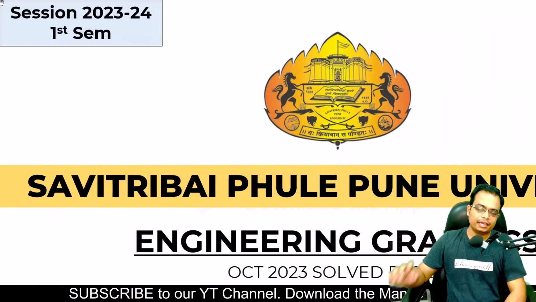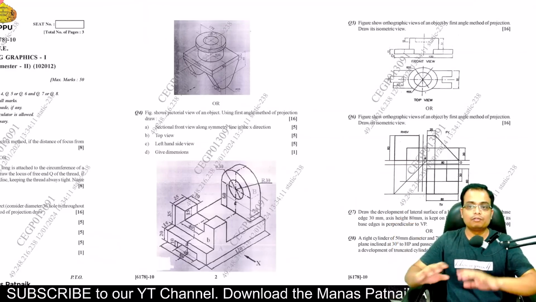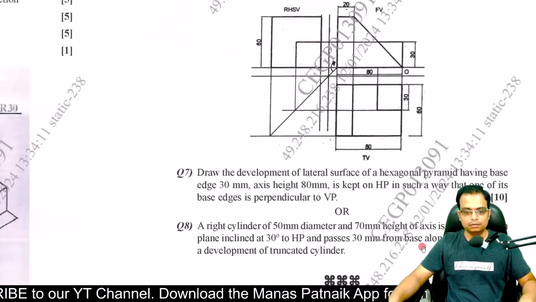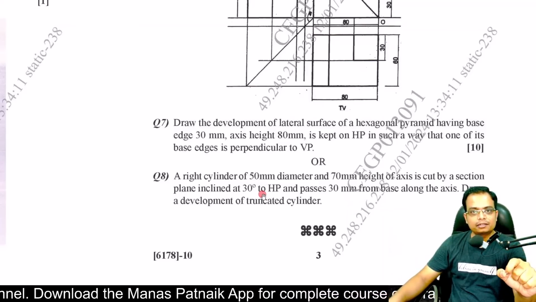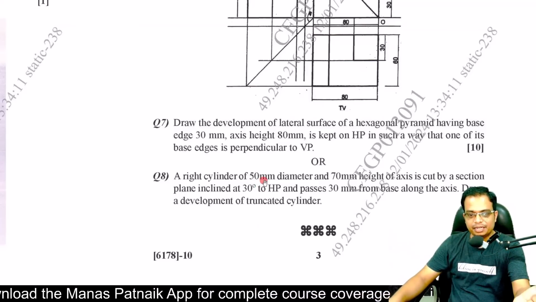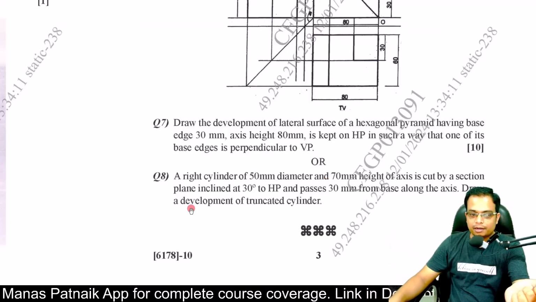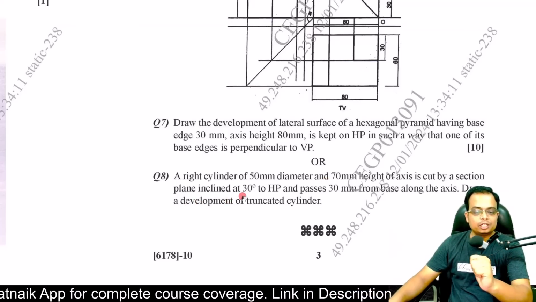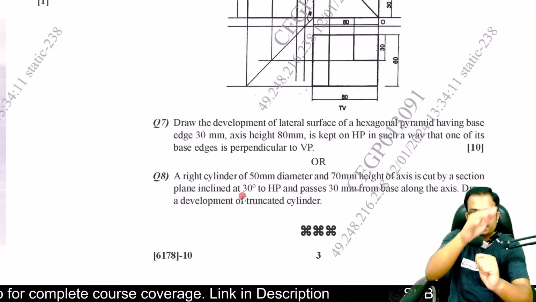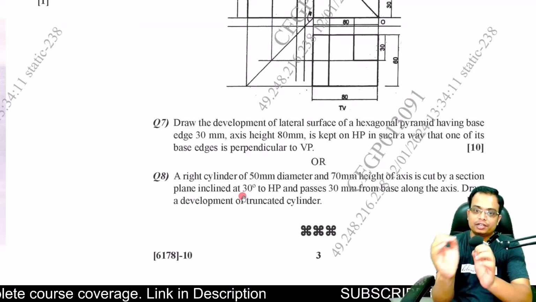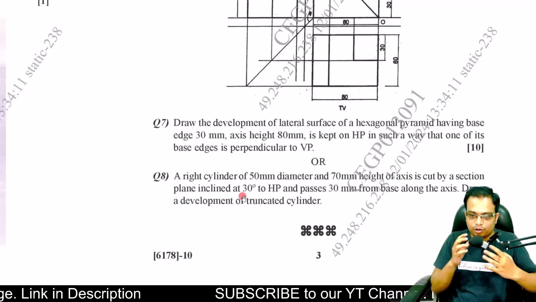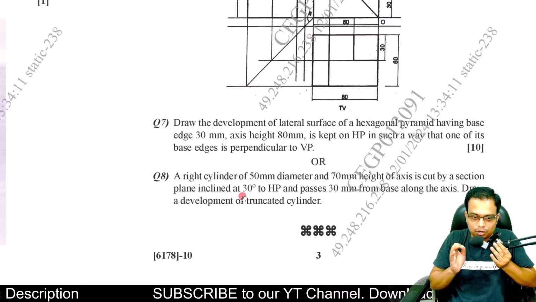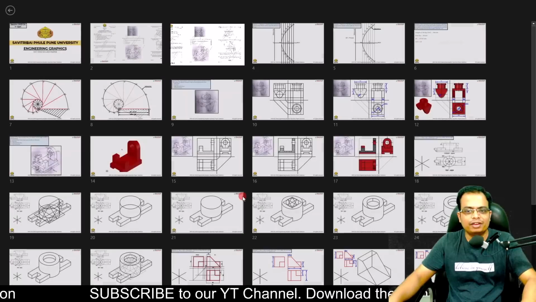Anyways, no lecturing. Now over to the last question. Again, this is a problem based on development of surface of hollow solids. Take a look. This is based on a cylinder and it's for 10 marks. There is a cylinder, base is circular, 50 mm diameter, height is 70, cut by a section plane inclined at 30 degree to the HP. Cutting plane or the section plane is at an angle of 30 degree with respect to the HP. And it passes 30 mm from the base along the axis. Draw a development of truncated cylinder. Can be done very easily. Take a look.